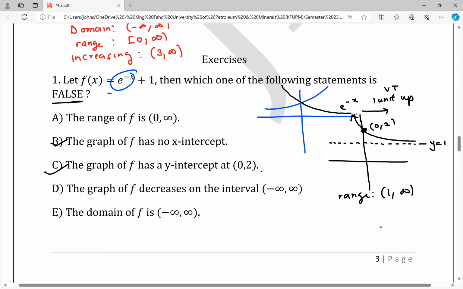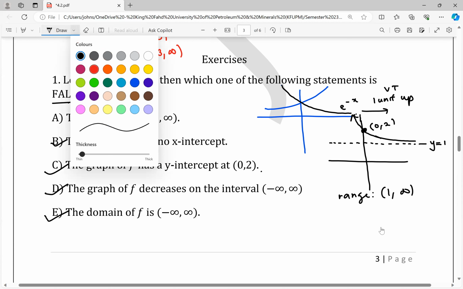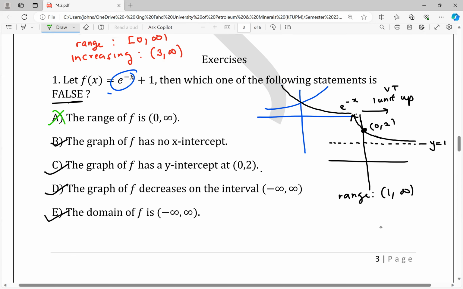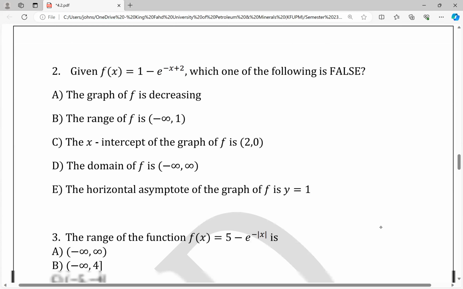The graph of f decreases on the interval minus infinity. This is true because the function is decreasing, right? It's decreasing on the whole interval. It's also true. The domain is also true. So the only statement that is false is the first one. So this is the only false statement. Every other thing is true.